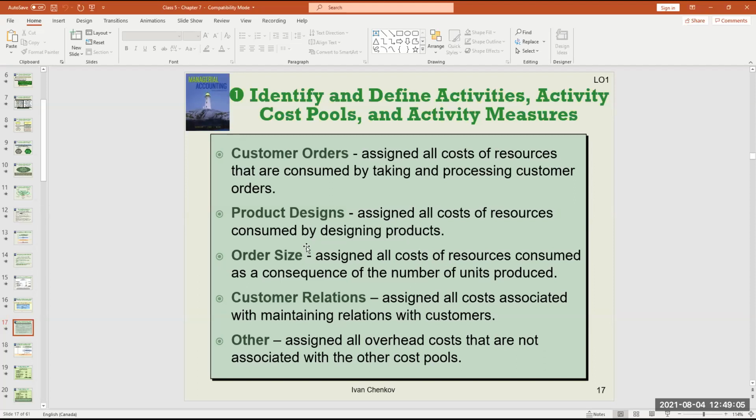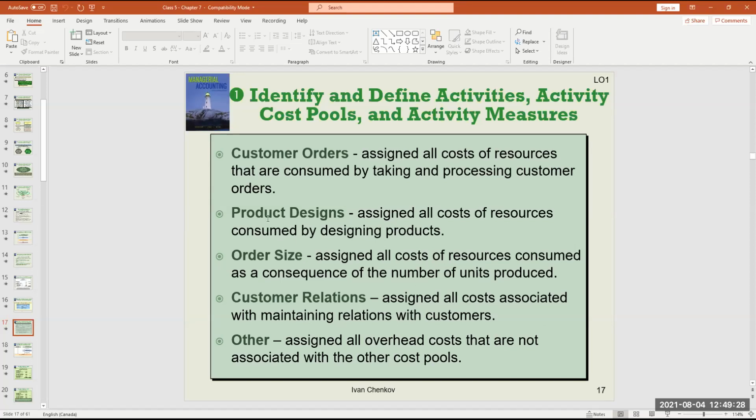Sorry? The activity cost pool is the final cost, is that correct? For the activity, the cost pool will be the total cost, all the costs related to the customer orders. Okay. Make sense?